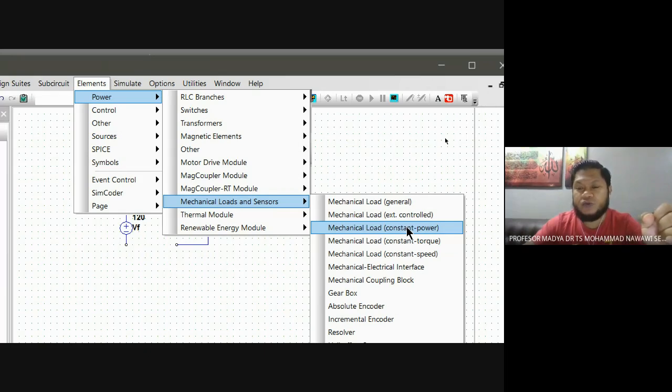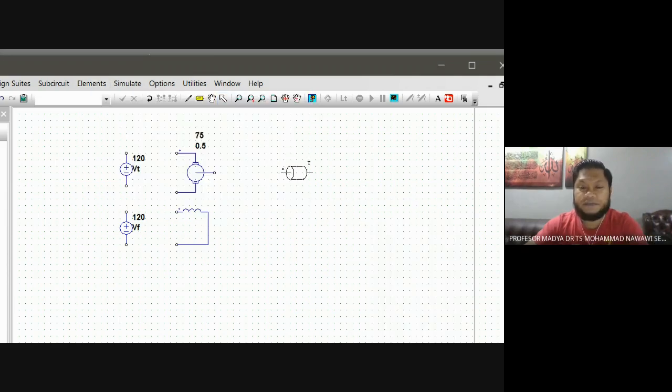So that is just to explain what is constant power and what is constant torque. So if you want to work under the flux weakening control, then you need to use the constant power load. But in this case, we are still under voltage control, armature voltage control, so we use the constant torque. Okay, so click that, then there you are.